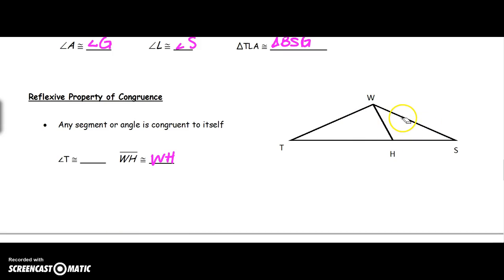Also, angle T is being shared with triangle 1 and the big triangle, triangle 2. So again, that angle measure is never going to change with the different triangles. It's going to be the same on both. Therefore, angle T is congruent to angle T. So reflexive property means that it is congruent with itself.